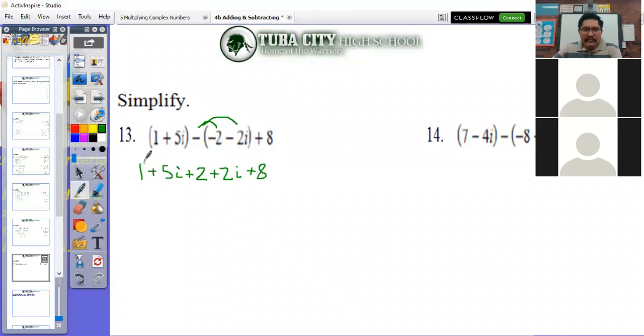So let's see, start with the real numbers. 1 plus 2 is 3. 3 plus 8 is 11. And I also have 2 imaginary numbers, 5 and 2. So 11 plus 7i. All right, we're done with that one, and let's move on to the last one.